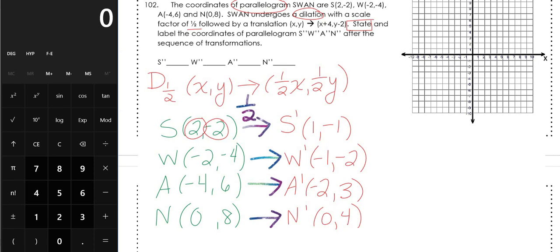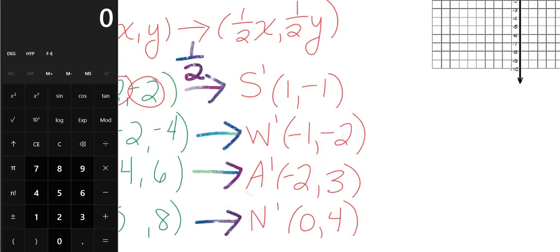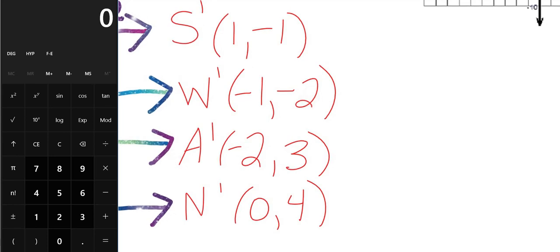And then it says it's followed, so the next thing that happens is a translation, which is a slide. It's saying you're going to slide 4 to the right, because if it says X plus 4, that means you're moving right 4, and then Y minus 2, which means you're going to move down 2. Since we decided not to do this visually and we're just going to rely on the rules, let's just do what it says, which is add 4 to X, subtract 2 from Y. So I'm going to zoom in, and we're going to work with these coordinates and do what it says.